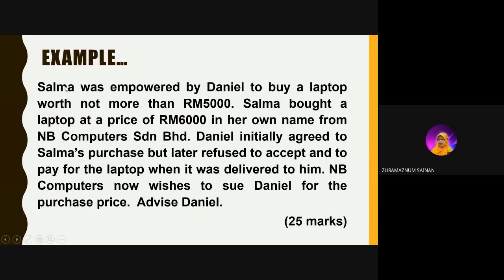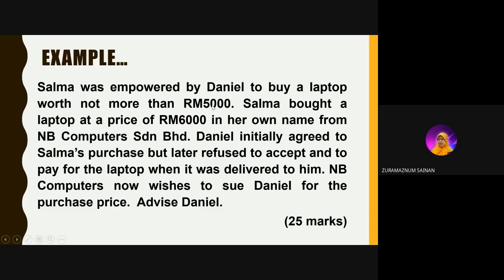Pasal apa ni? Right. So tengok soalan. Example. Salma was empowered by Daniel. Maknanya kat sini ada agency lah. Okay. Sebab Salma was being given an authority atau was being given a power by Daniel. To do what? To buy a laptop. The worth of the laptop not more than 5,000.